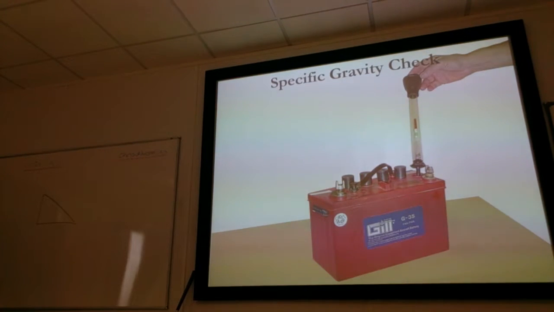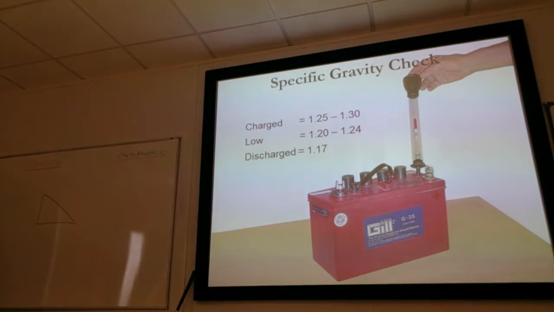Okay, there's our engineer doing his specific gravity check. If it's charged fully, the specific gravity will be between 1.25 and 1.3. If it's low, it'll be between 1.2 and 1.24, and fully discharged, it will be 1.17. Bear in mind, water is of specific gravity of 1. We're talking about a very weak solution by the time we get to a fully discharged battery. That's not a pilot task, that's an engineering task, so you wouldn't ever be expected to do that. But just so you're aware of it, the fully discharged number does come up as an exam question.